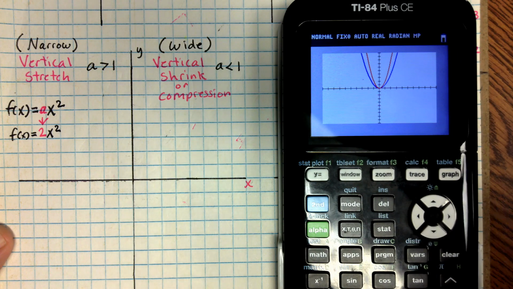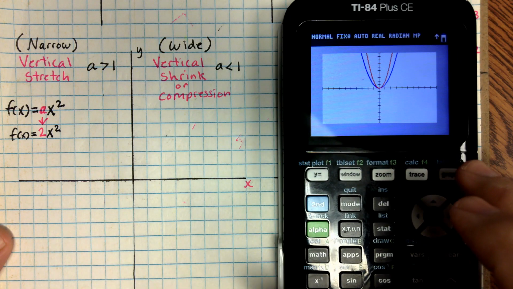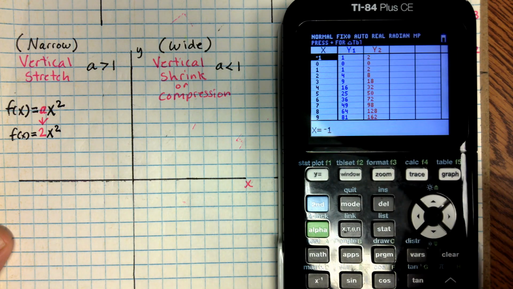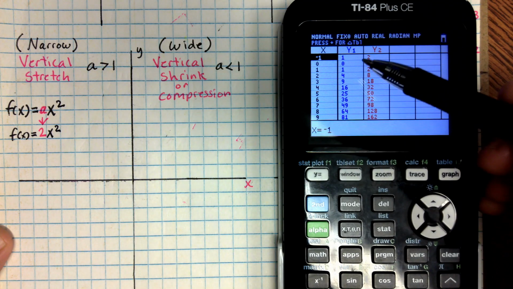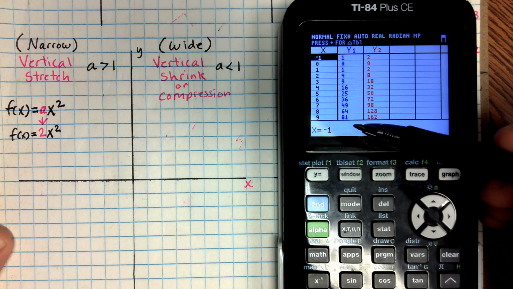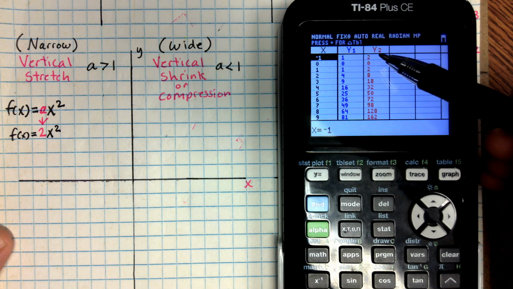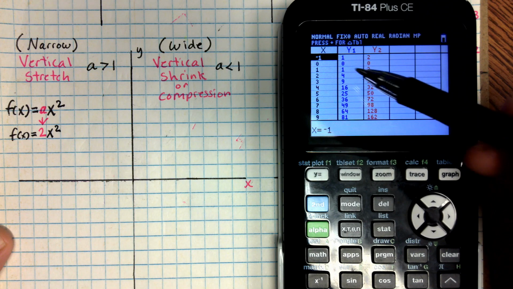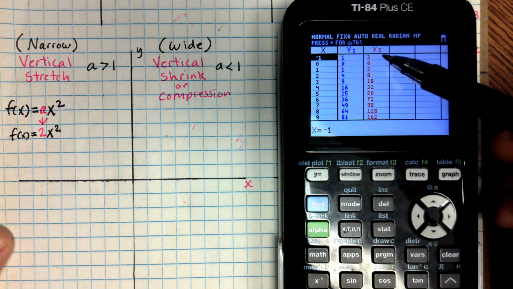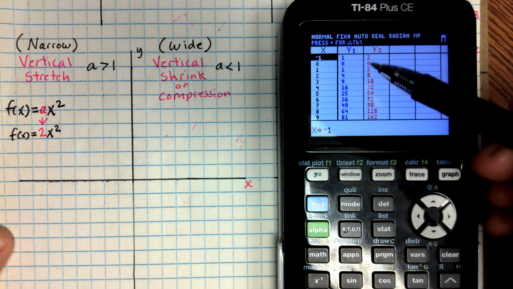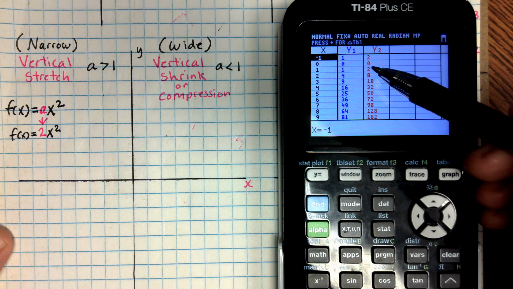So let's go ahead and plot this on a graph. I'm going to go to my table. Notice it shows two different graphs. The first set of y values is for my first graph, the parent function, and the second, y2, is the second graph, the new one that is more narrow. So notice our y value is different. While the x remains the same, our y values change. So I'm going to go ahead and graph this.